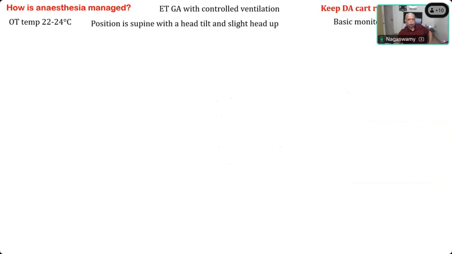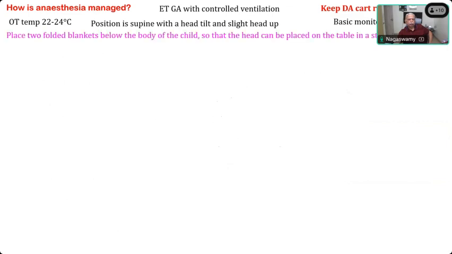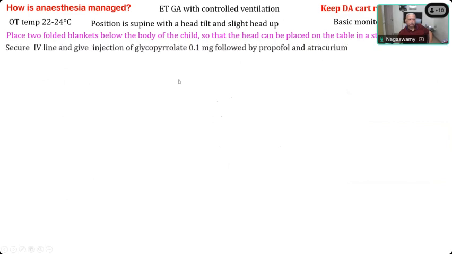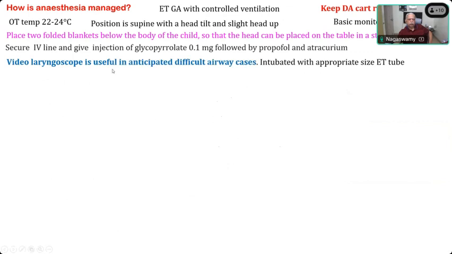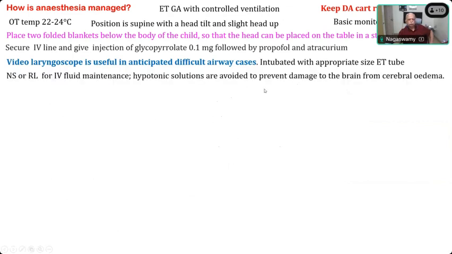Basic monitors applied. Place 2 folded blankets below the body of the child so that the head can be placed on the table. Secure IV line and give injection glycopyrrolate 0.1 mg followed by propofol and atracurium. Video laryngoscope is useful in anticipated difficult airways. Intubate with an appropriate size tube.